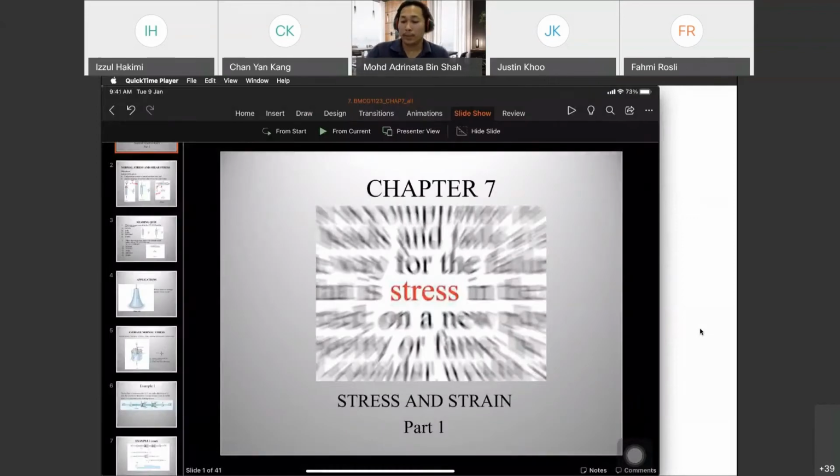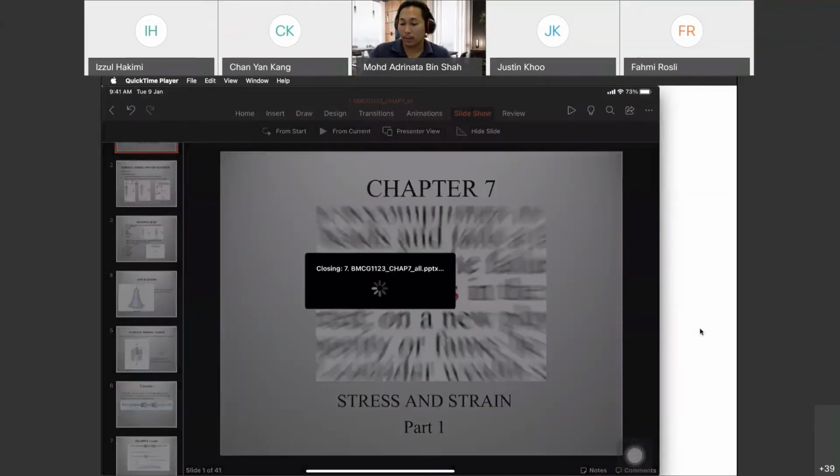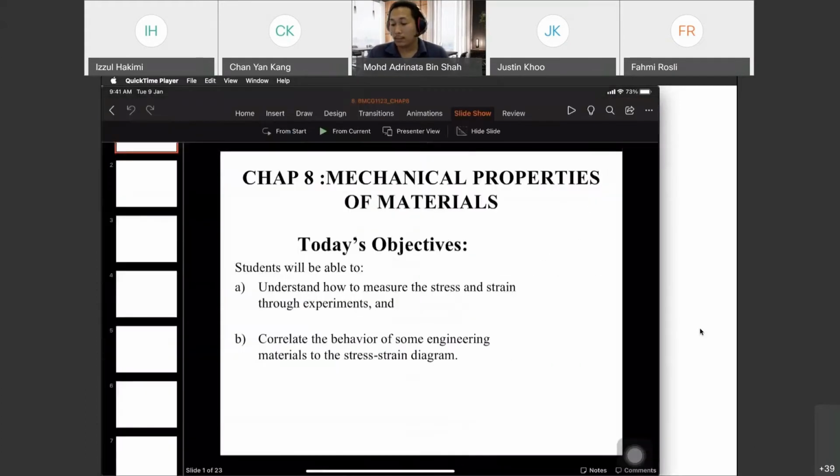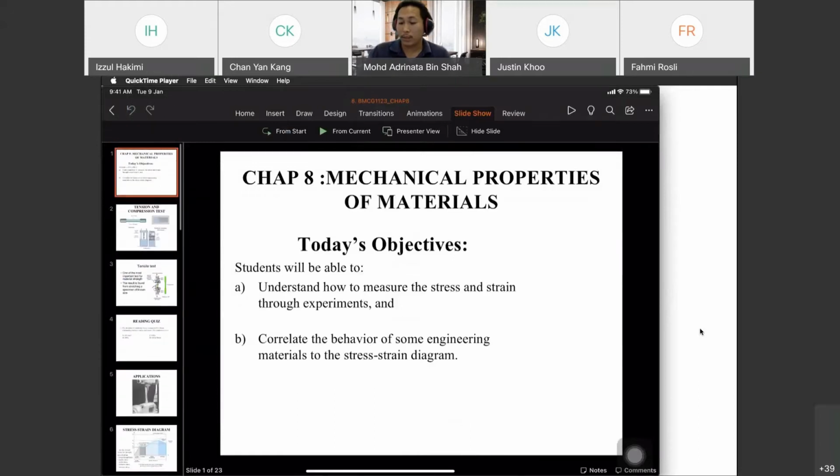We will discuss our chapter 8, which is mechanical properties. In these two chapters, we need to know the mechanical properties of material, which is the experiment, the tensile test experiment.